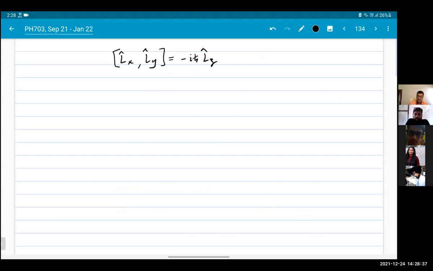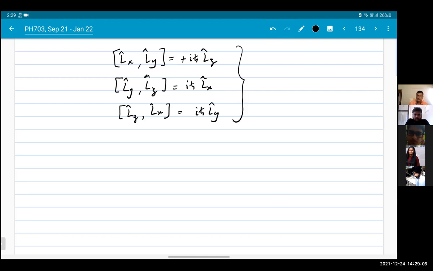That will be a positive sign. Is it positive? Positive. Okay. So similarly, if you calculate the other commutators, you will get LyLz is equal to i h bar Lx, and then LzLx is equal to i h bar Ly. So all of these three expressions can be written in this form.